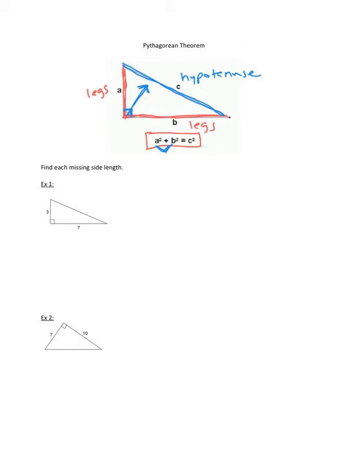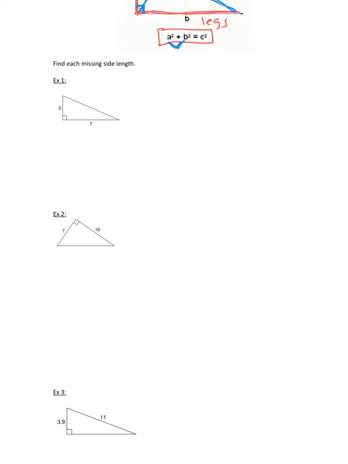So if you look at example 1, the directions say find each missing side length. You have to first label a, b, and c. The missing side length here is across from the right angle, that's your c. And for a and b, it doesn't matter which is which. You could have called the 3 b and the 7 a. The legs a and b are interchangeable.